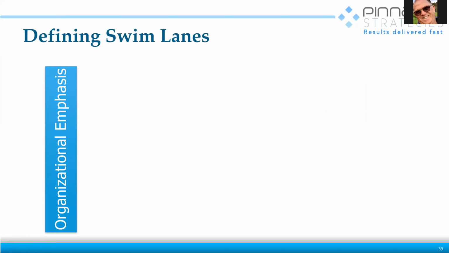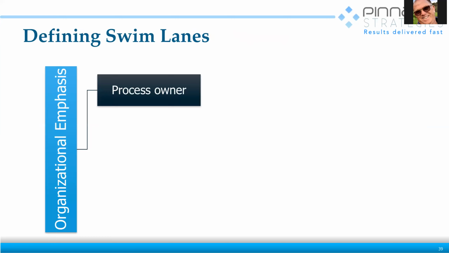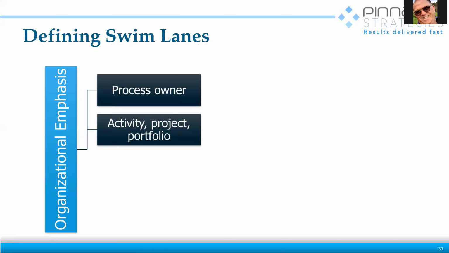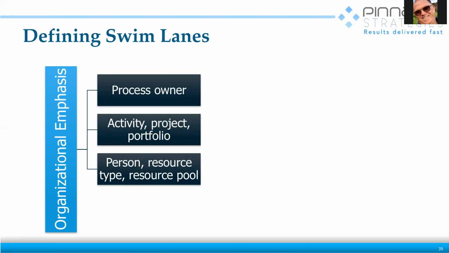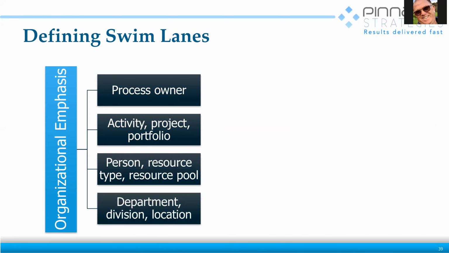Defining them. Now, there's two approaches. There's what I call the organizational emphasis, and that's what I just finished talking about. There's a process owner. There's also an activity or project or portfolio emphasis. It could be person, resource pool, department, division, location. And I think what I want to emphasize here is that an organizational emphasis would push you towards these kinds of swim lanes.